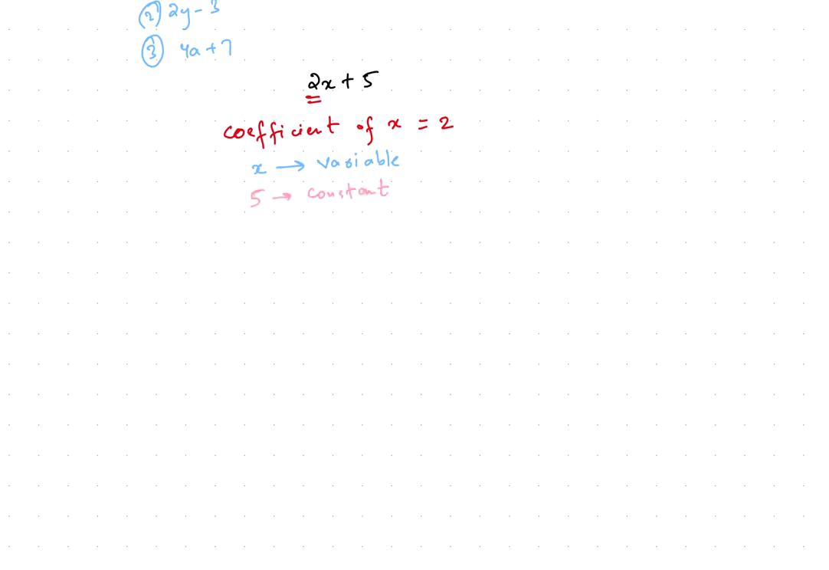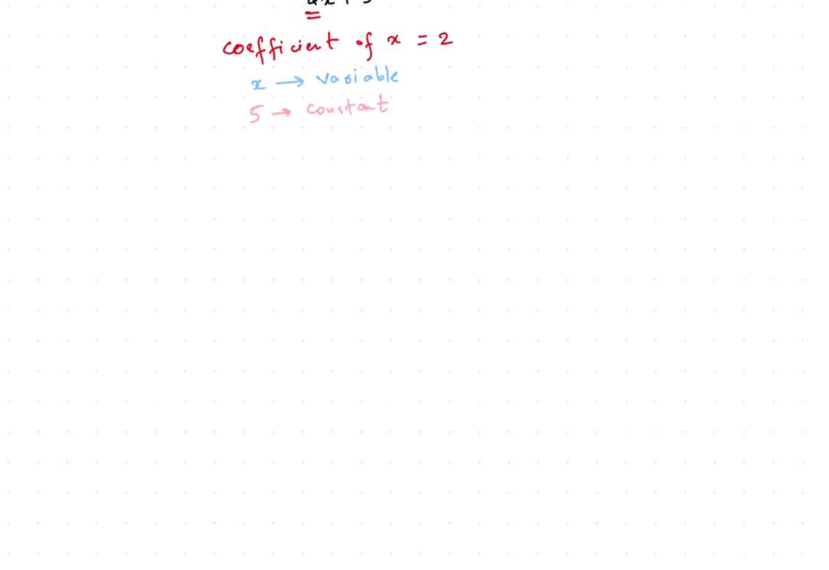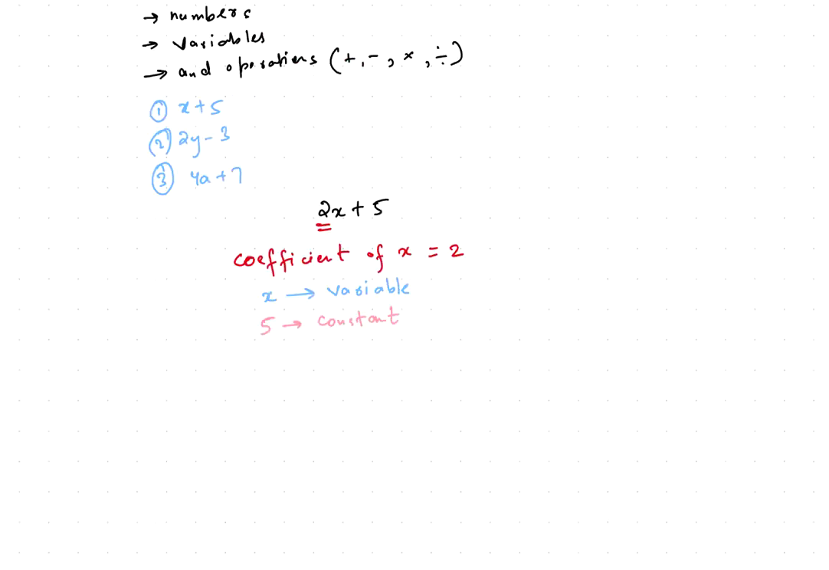So the coefficient tells you how many times the variable is multiplied. I repeat, the coefficient tells you how many times a variable is multiplied. Let's take another example over here: 3x plus 2y minus 5.